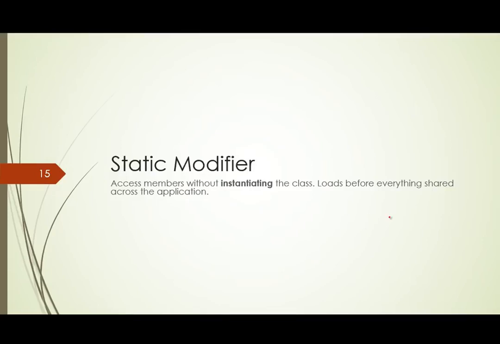Two things you should remember: static members can be accessed without instantiating the class, and static members are loaded the first time the application is run. So if you have a static variable or a static object in your application, it will be shared across every user. That's the summary, so let's really dive into it.